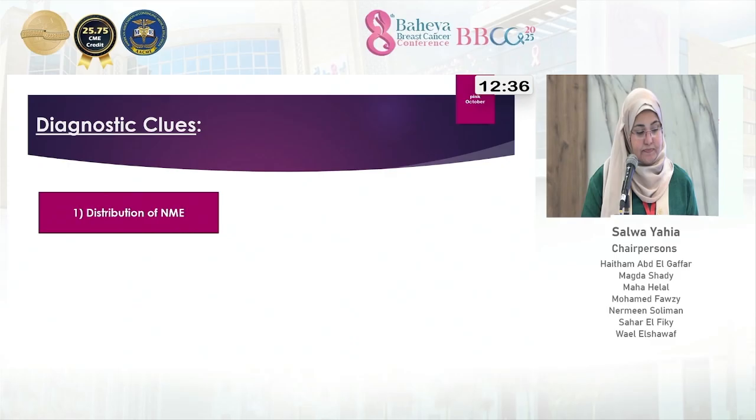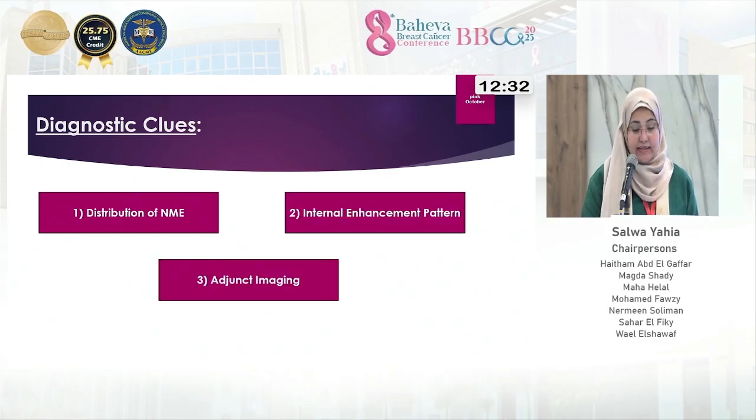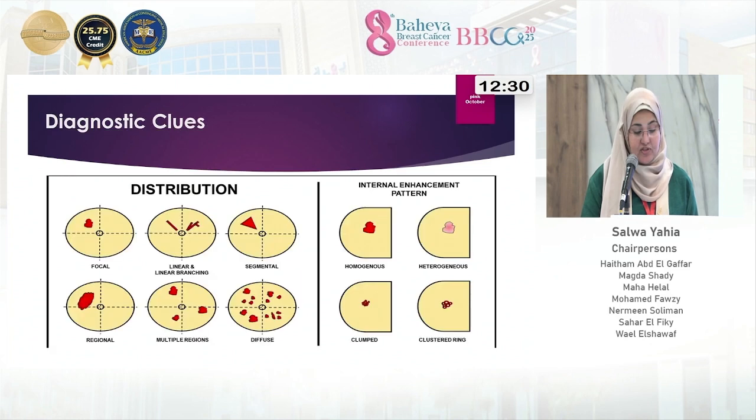Diagnostic clues. First, we have to assess the distribution of non-mass enhancement lesion, internal enhancement pattern, and adjunct imaging. Distribution could be focal, linear or linear branching, segmental, regional, multiple regions, or diffuse. Internal enhancement pattern could be homogeneous, heterogeneous, clumped, or clustered rings.